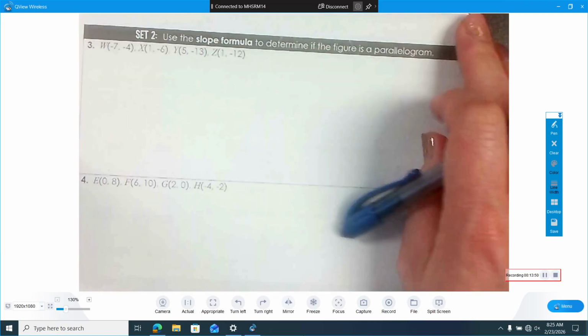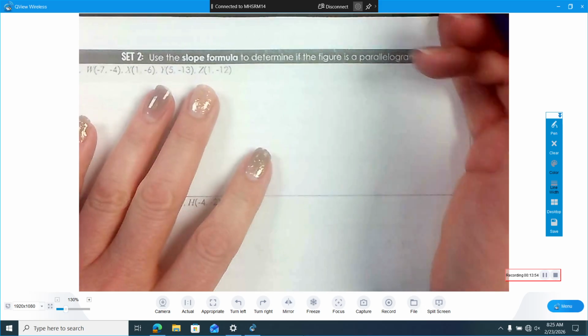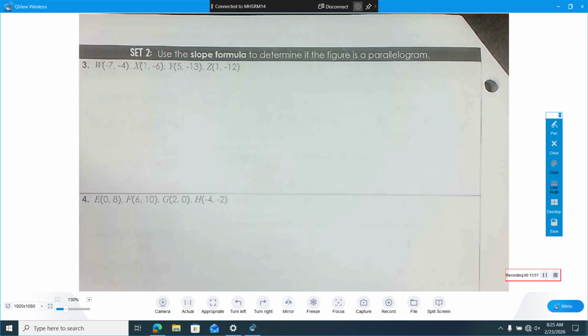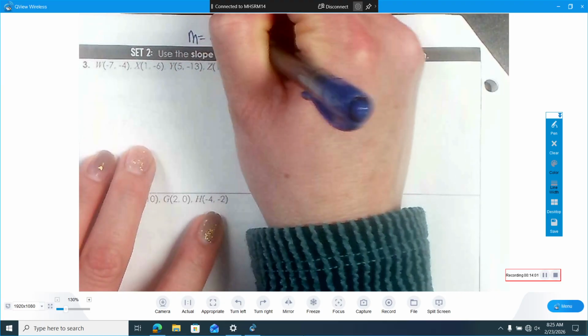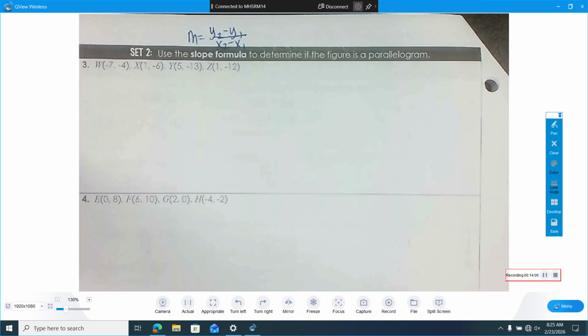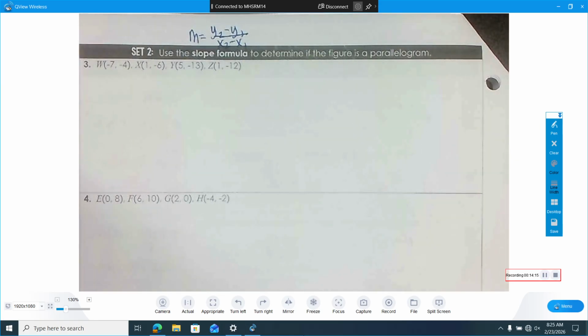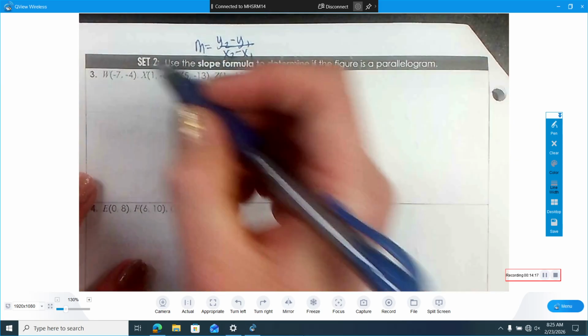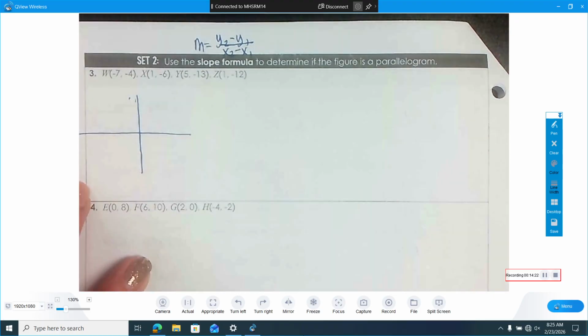All right, step 2. We're going to use the slope formula to determine if the figure is a parallelogram. So again, the slope formula is y2 minus y1 over x2 minus x1. So this is going to prove if we have parallel lines. So again, if we have 2 pairs of parallel lines, then once again, we're going to have a parallelogram, which the name says. So once again, I am going to create a little sketch, and you're going to have to plot these in Delta Math.